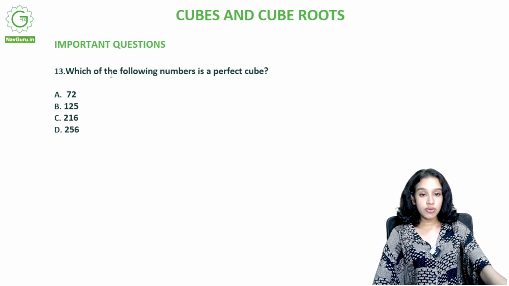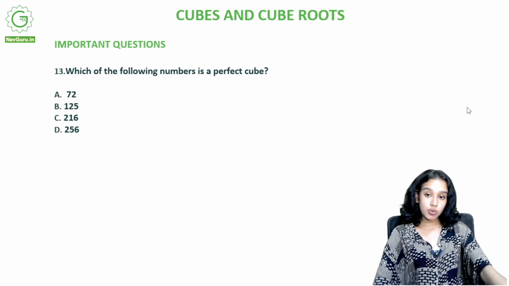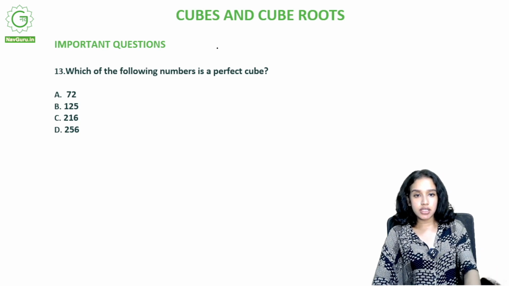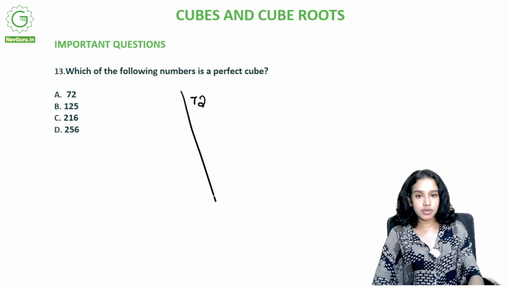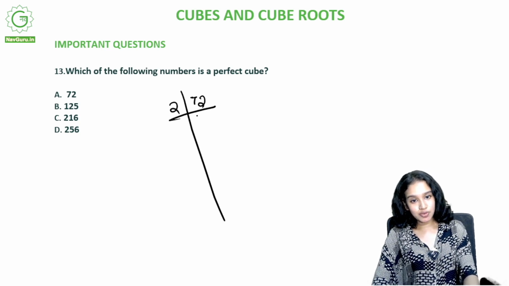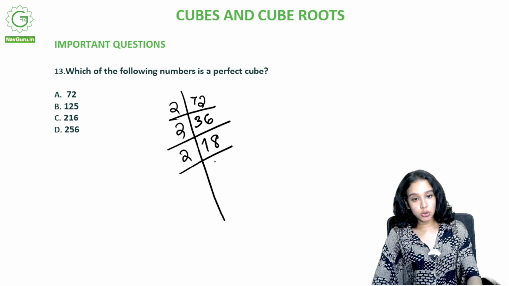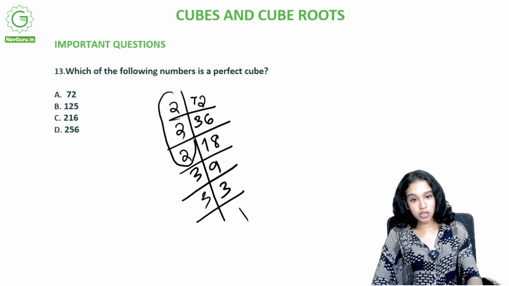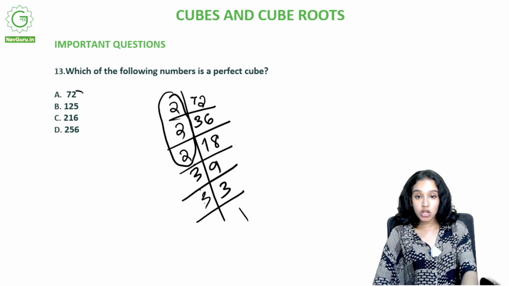Now, which of the following numbers is a perfect cube? We are again doing prime factorization of each one of these, but see, 72. Would this be a cube? Let's see. 2, 3 2s are 6, 2 6s are 12, again 2, 18, 2, 9, 3, again 3, so 3 is 1. So we do get a triplet of 2, but we don't get a triplet of 3. So this is not a perfect cube.